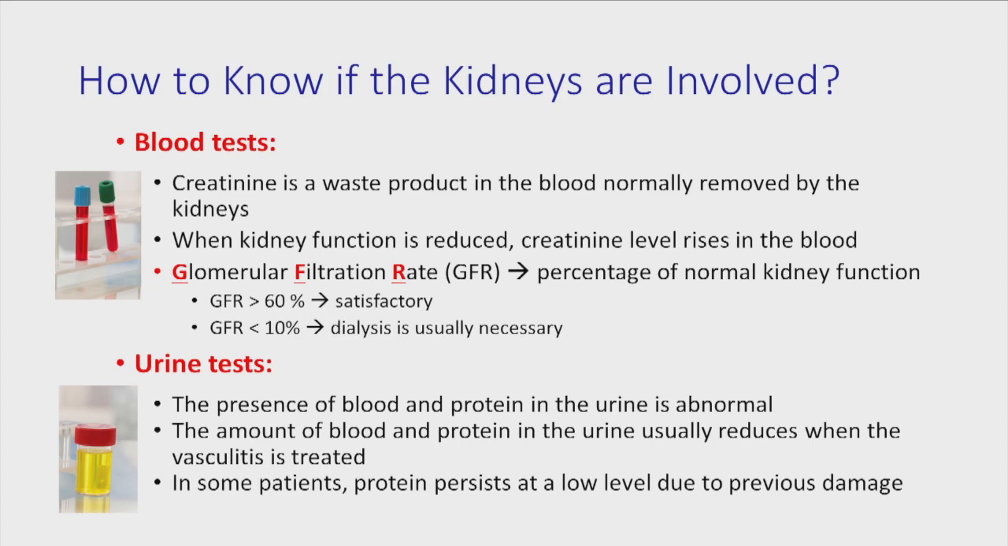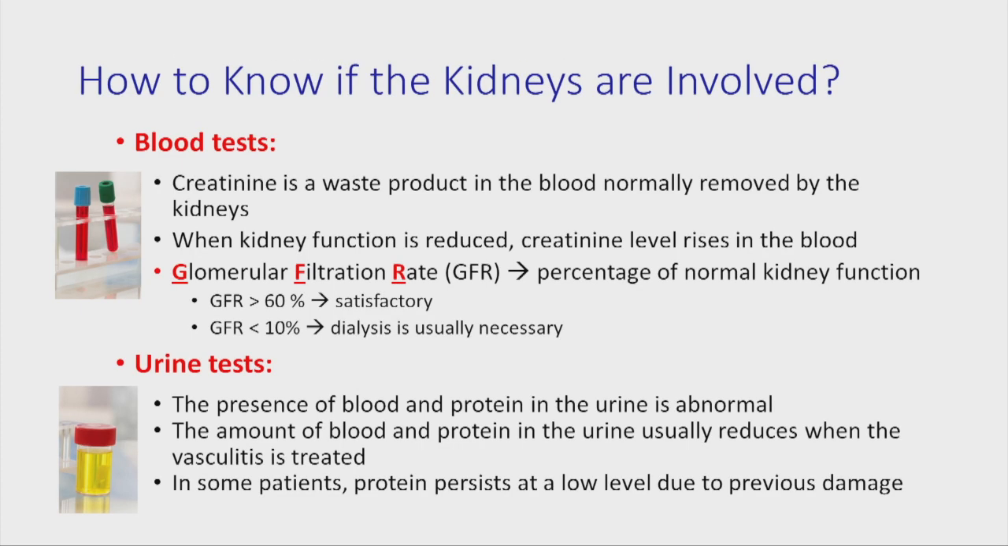But when the kidney function is reduced, the creatinine level rises in the blood. And we normally see that in the blood test. Another measurement that we use is what we call glomerular filtration rate, or GFR. This is basically an estimation, a calculation of the percentage of normal kidney function. We consider that when it's higher than 60%, the renal function is okay, and we have a normal functioning kidney. But when it's lower than 10%, it usually means that dialysis may be necessary.